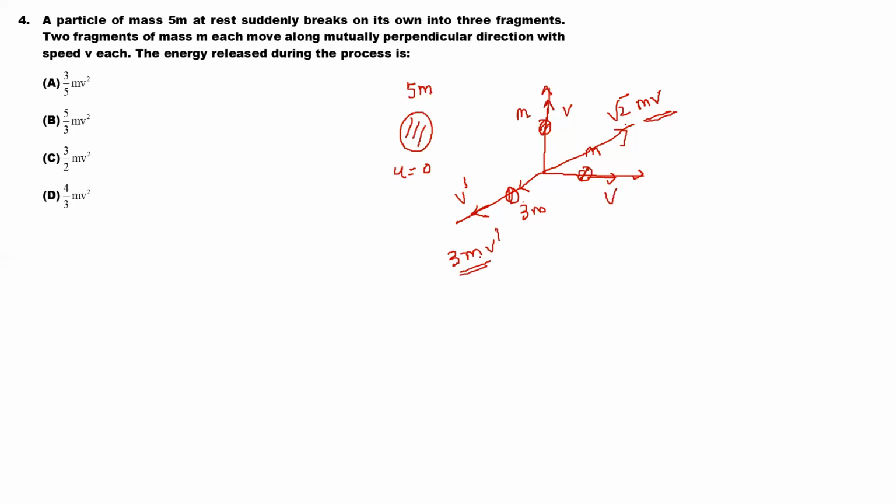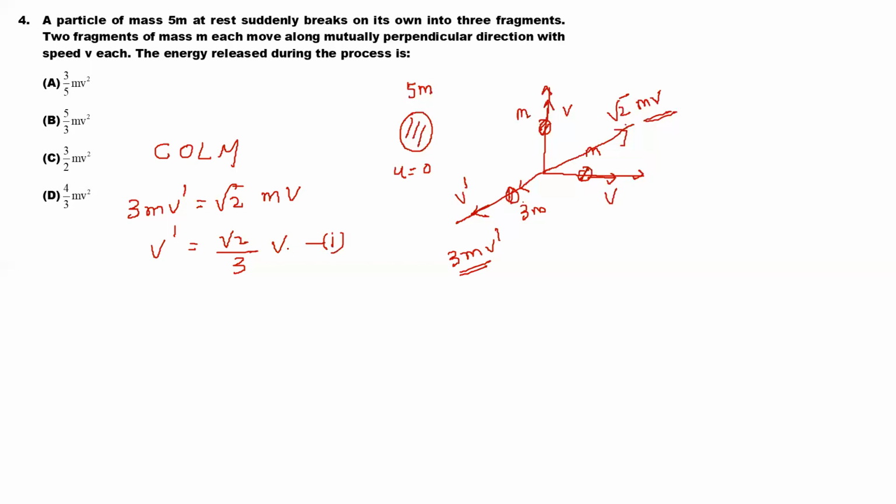Got it? So students, from the law of conservation of linear momentum, we could write 3 mv dash is equal to root 2 mv. Got it? From there, I could know the velocity v dash in terms of v is equal to root 2 by 3 into v. Okay, we got this relation.